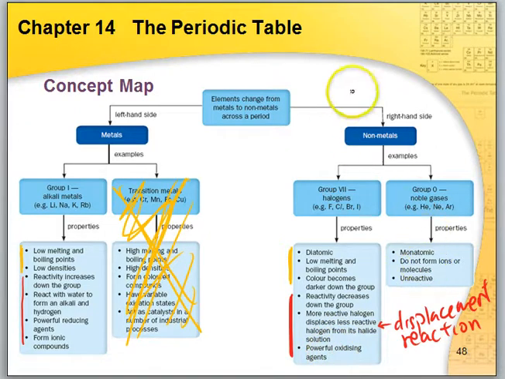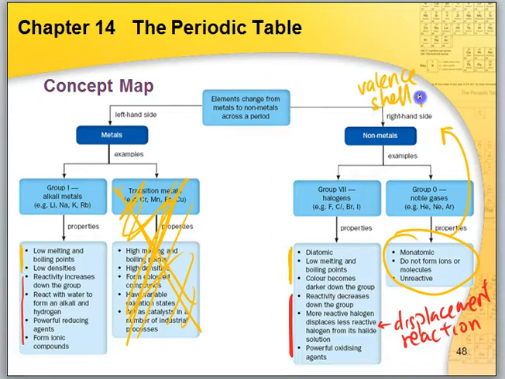And the last one, we talked about the most boring one, which is the noble gases. Boring, unreactive, they do not form ions or molecules. Why? Because they have their valence shell fully filled. So just take note of this. This marks the summary of our periodic table. So that's all.